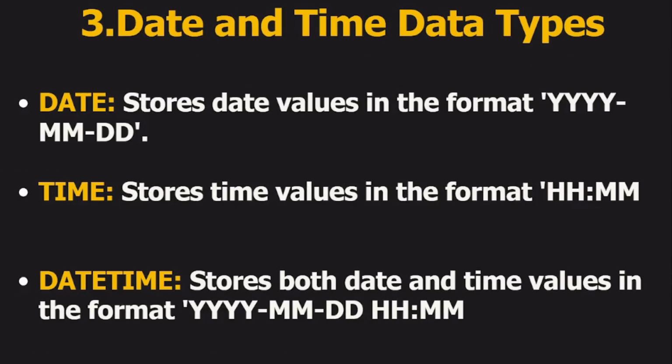Date and time data types. For storing date and time information, SQL provides several date types. Date stores date values in the format of year, month, and day. Time stores time values in the format of hours and minutes. Datetime stores both date and time values in the format. It's like year, month, day, hours, and minutes.